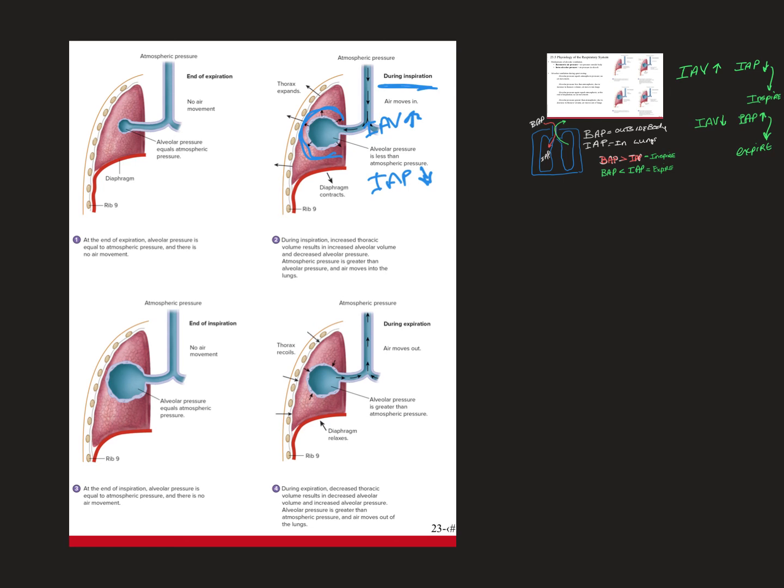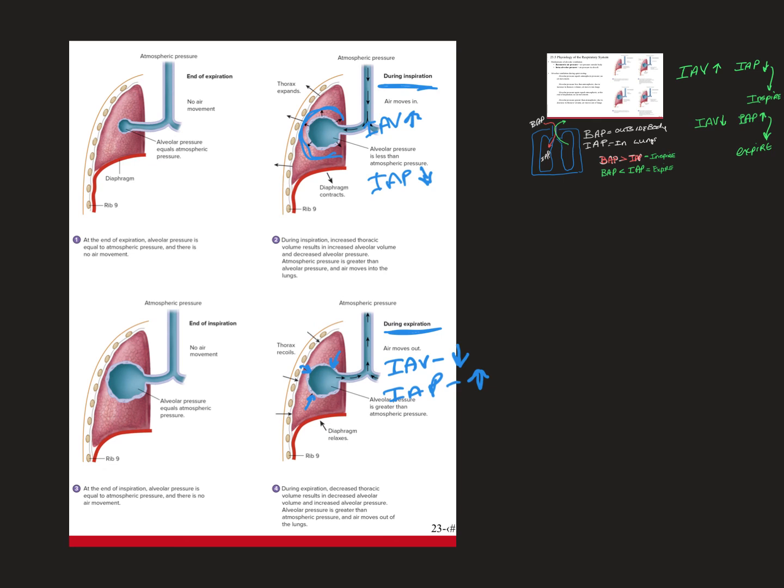Okay. And down here, I see that my alveoli are getting smaller, which means that my intraalveolar volume has decreased, which means my intraalveolar pressure has increased, which means I'm going to push air out.